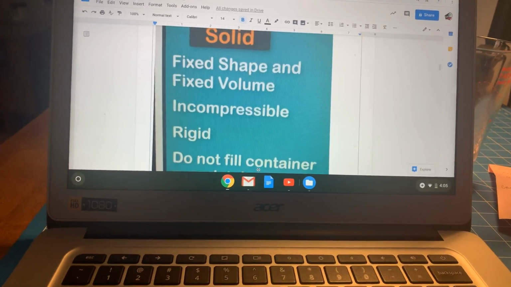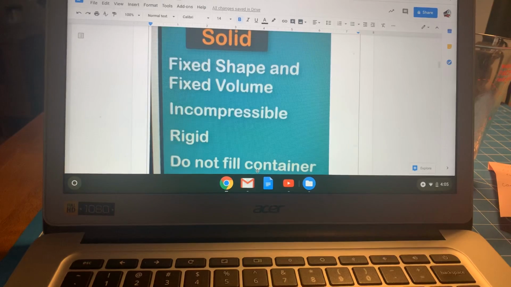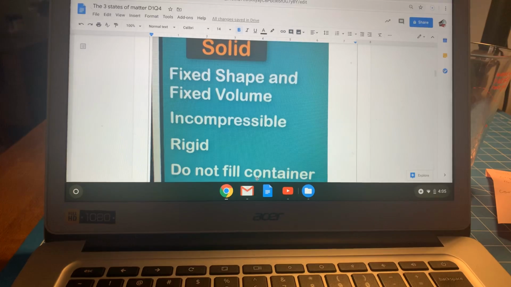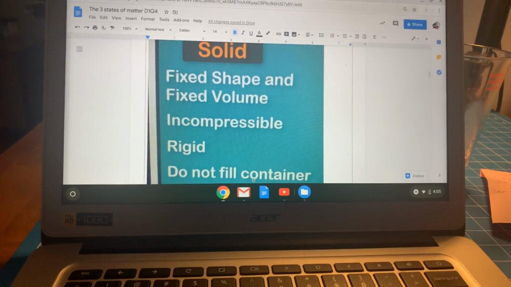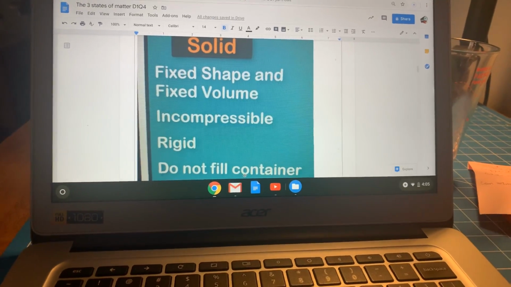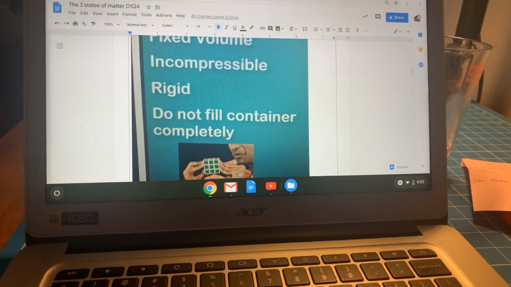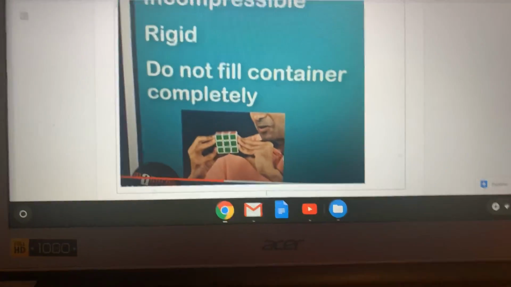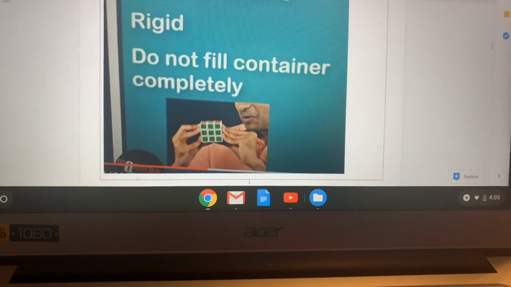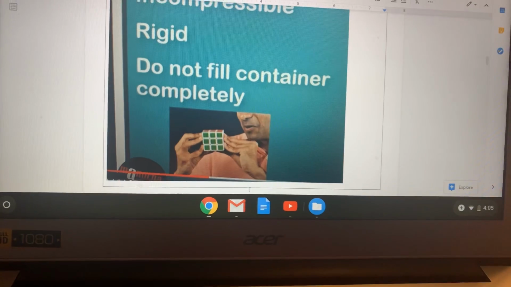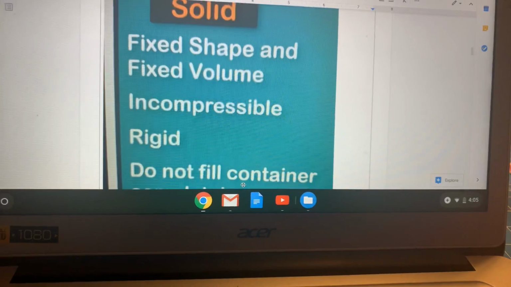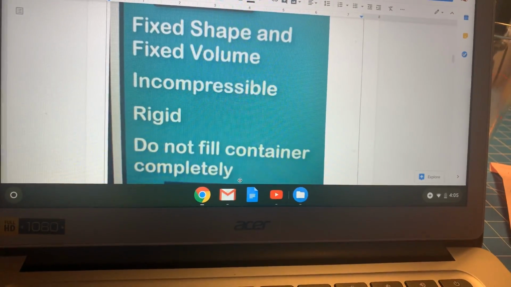So for solids, they have a fixed shape and a fixed volume. They're incompressible, which means they cannot be compressed because they're solid. They are considered rigid, they don't free flow, and they do not fill a container completely. This man is showing a picture of a solid Rubik's Cube that cannot fill a container because its shape does not allow it to. So that's for solid, and you'll be using this information to help you identify a chart later on.